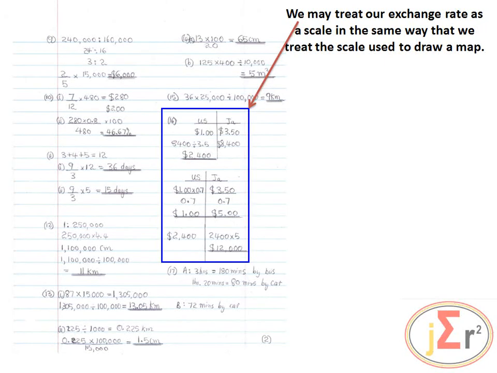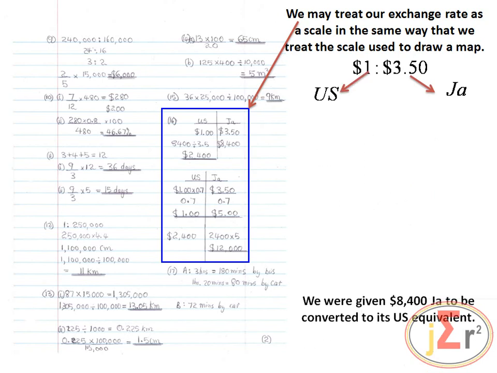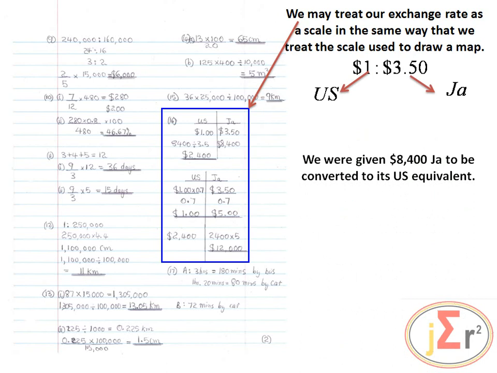We may treat our exchange rate as a scale in the same way that we treat the scale used to draw a map, where we have the Jamaican side and the US side. We were given 8,400 Jamaican to be converted to US equivalent. Right, so that amount of money, $8,400 Jamaican, will be converted to its US equivalent.